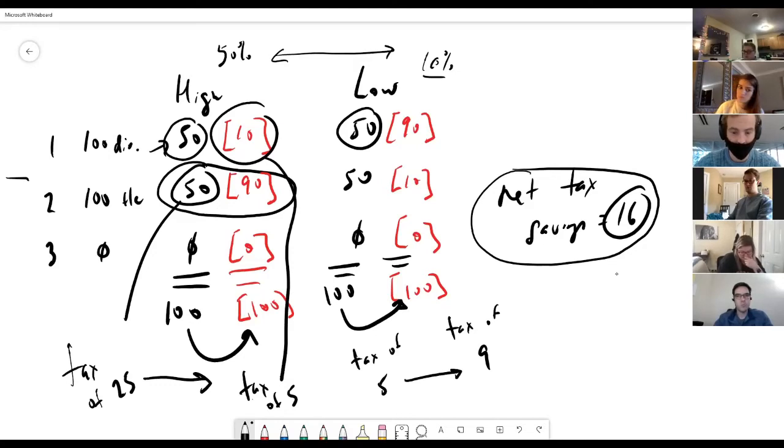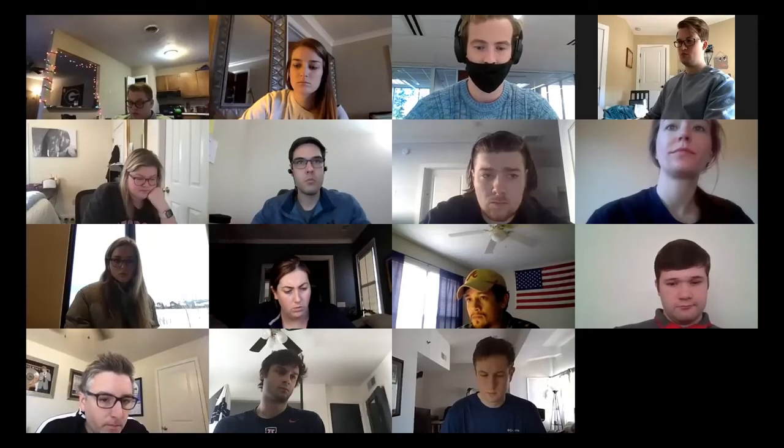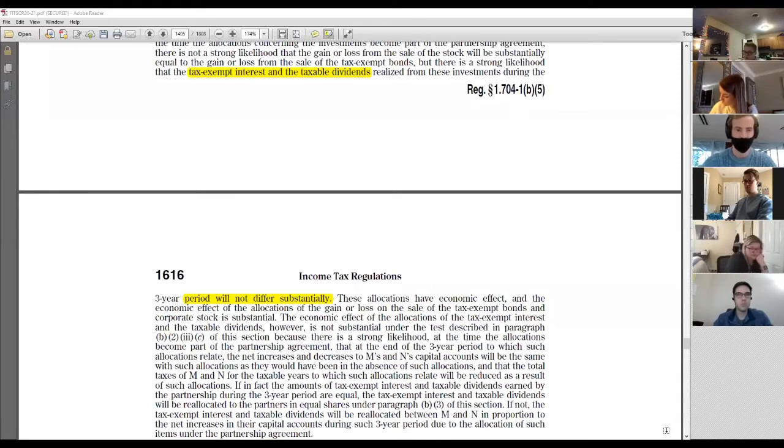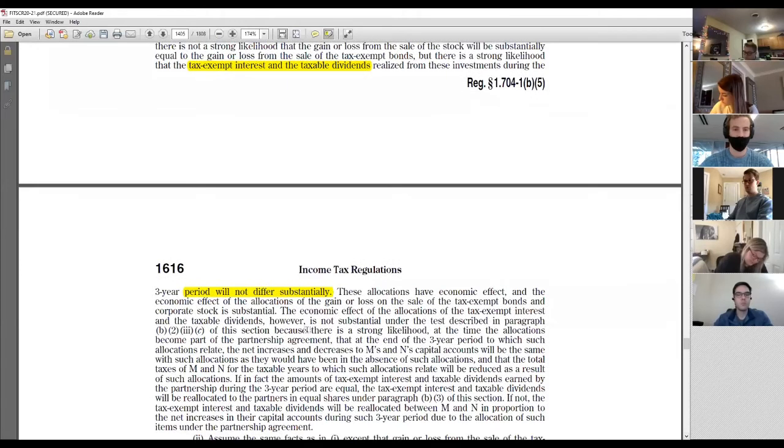Okay, so the bottom line here is that these allocations will lack substantial economic effect substantiality under the transitory test. They're fine under the shifting test, but they fail the transitory test. You only need to fail one until it's failed. So that's what this conclusion says. It's not substantial because there's a strong likelihood that the capital accounts will be the same and the tax liability is reduced.